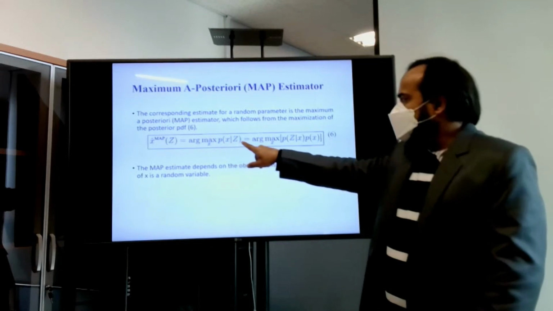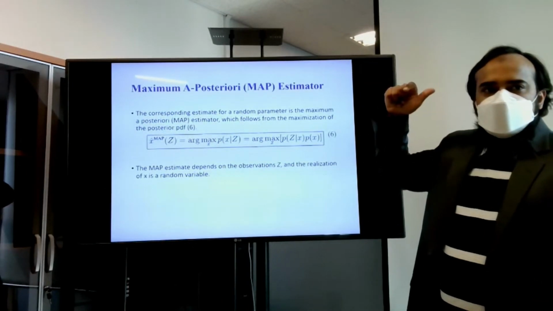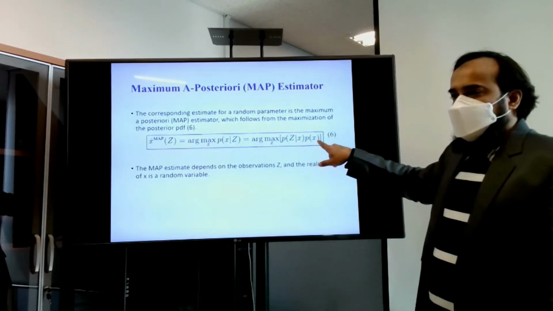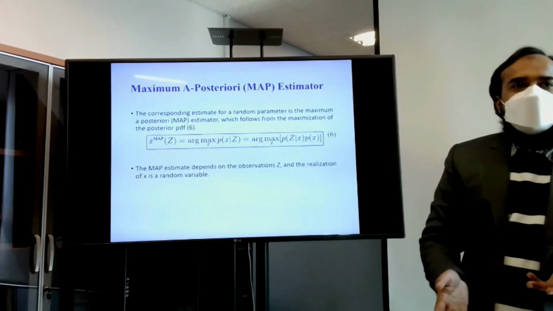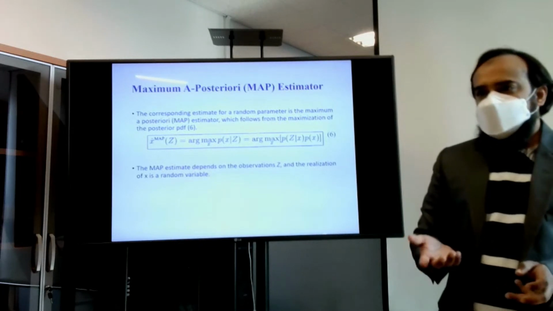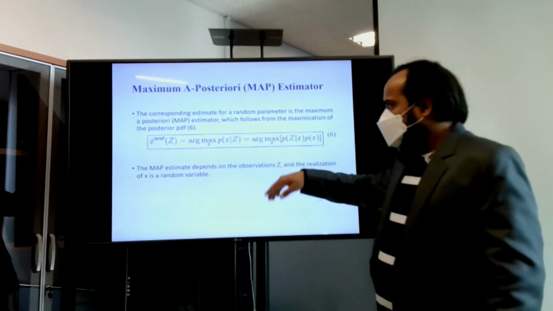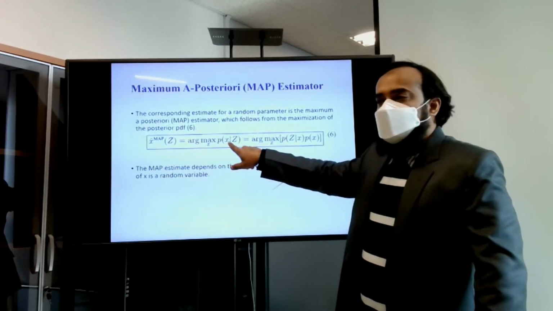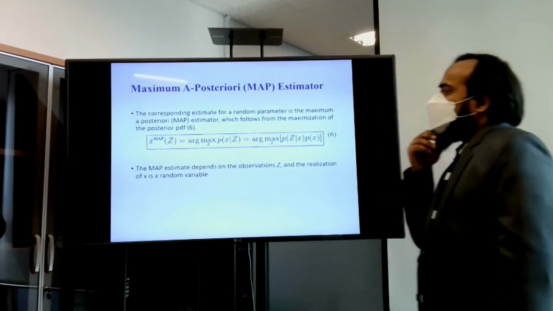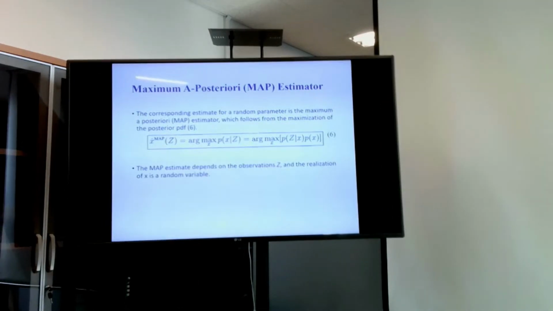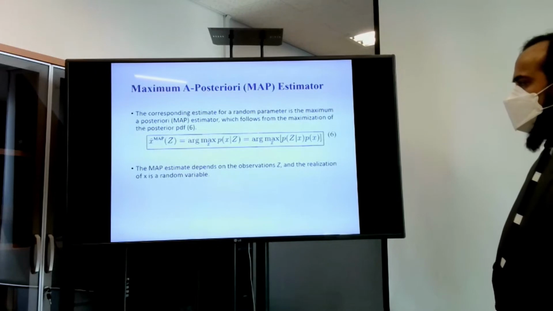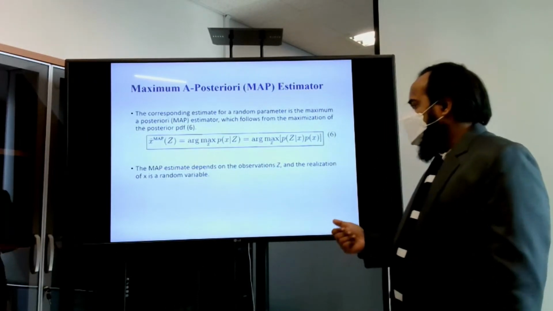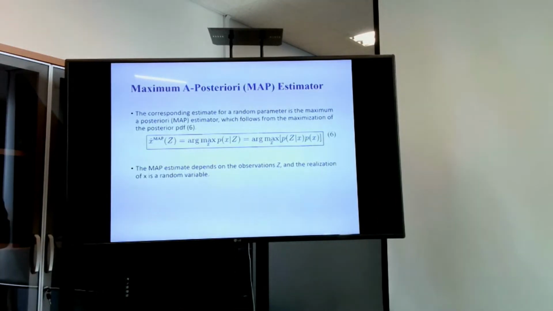P of x given z equals 1 upon c into P of z conditioned on x and prior information P of x. So 1 upon c is just a normalization constant, so we can just ignore it. Then we apply the maximum of x to this Bayes formula. Similarly, the MAP estimator depends on the observation z, and the realization of x is a random variable.